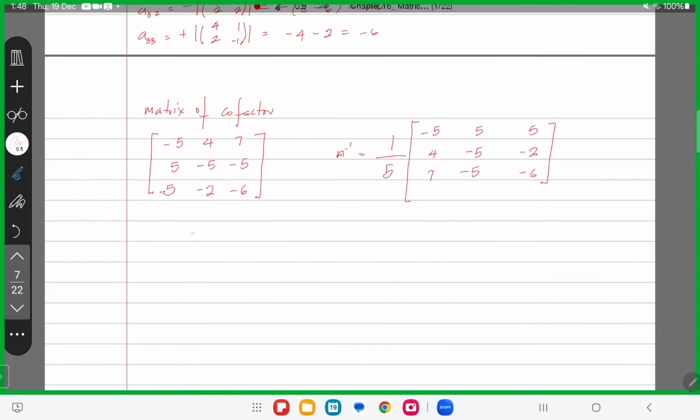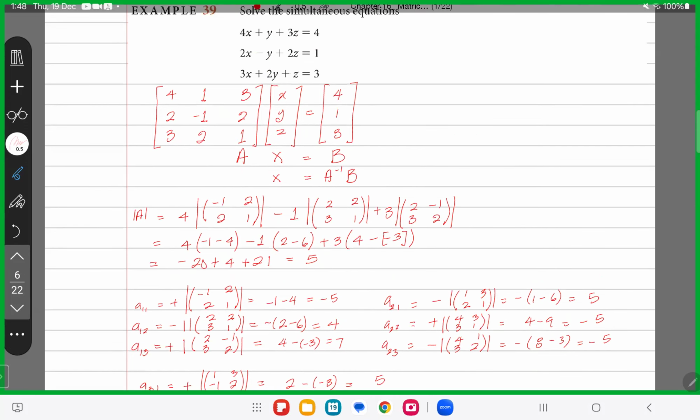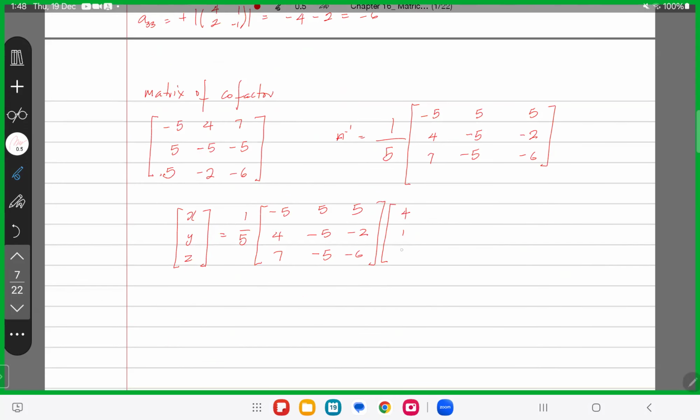So now x, y, z would be equal to the inverse multiplied by the matrix B, which is 4, 1, 3. 1 over 5, minus 20 plus 5 plus 15.